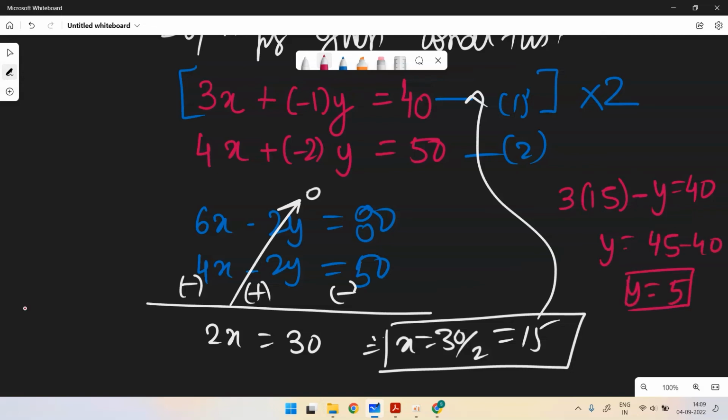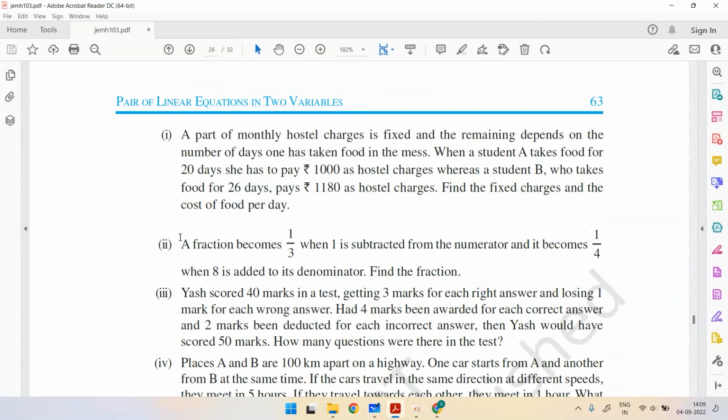So the total number of questions in the paper is 15 plus 5. This is 15 and this is 5. Hence 20 questions are there in the paper. Total questions 20, which is my answer.